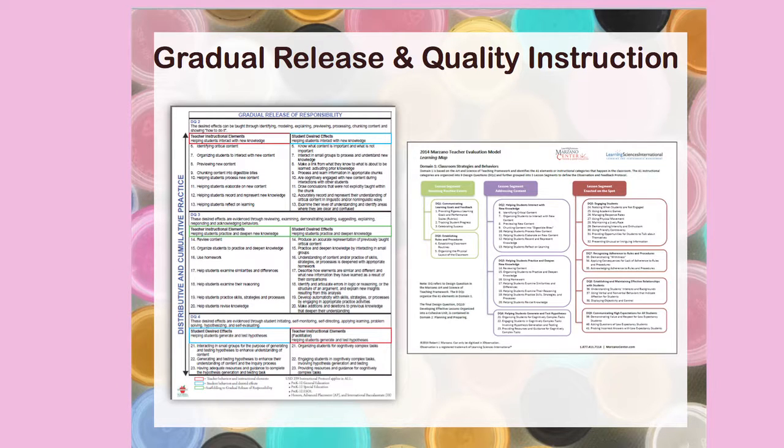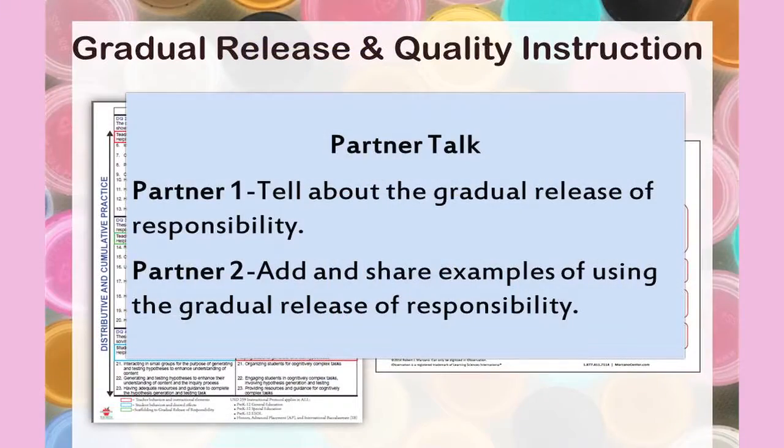Your next task is to do a little bit of review. And here you are then speaking some academic language. You're going to do a review. Partner one or partner A, if you would explain the gradual release of responsibility as you understand it now, that'd be good. Partner two or partner B, if you would add to that and share examples of using it as you understand it, that would be good.